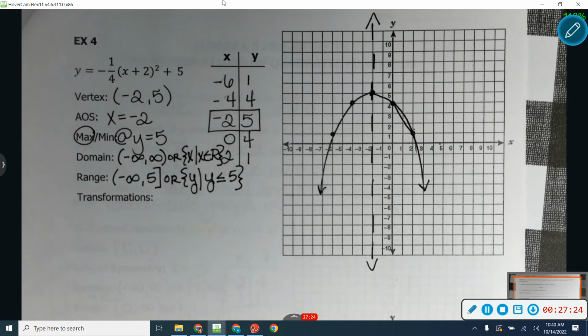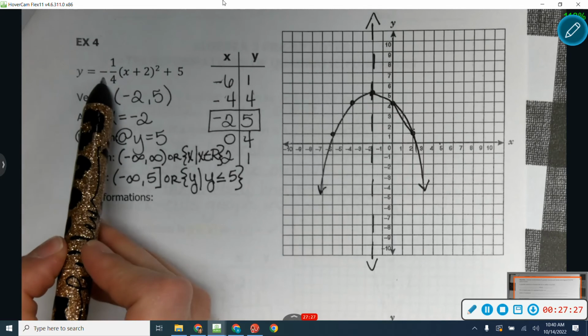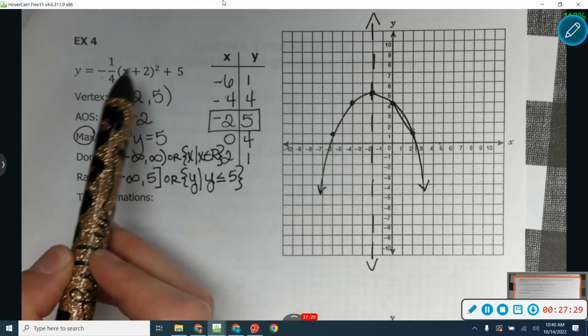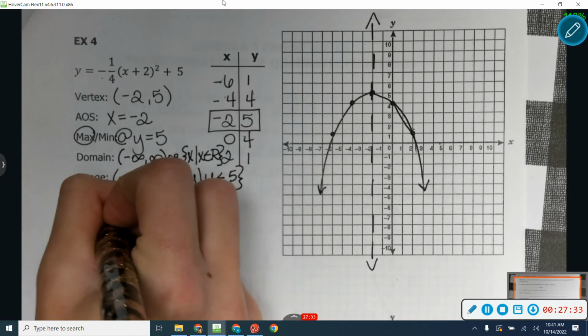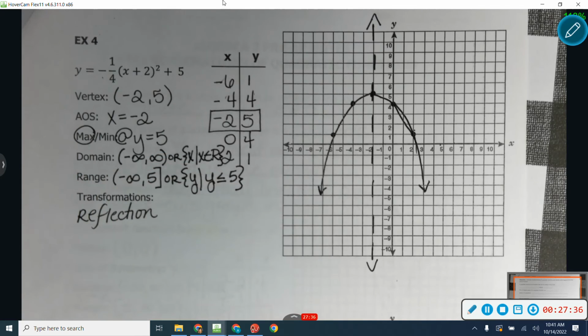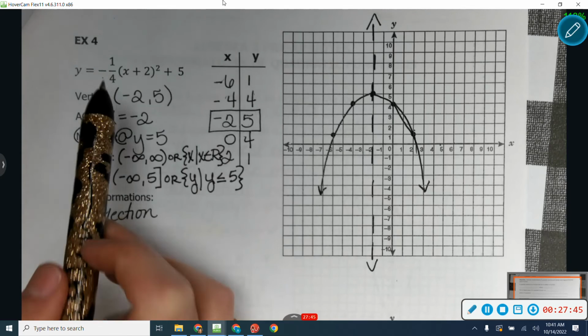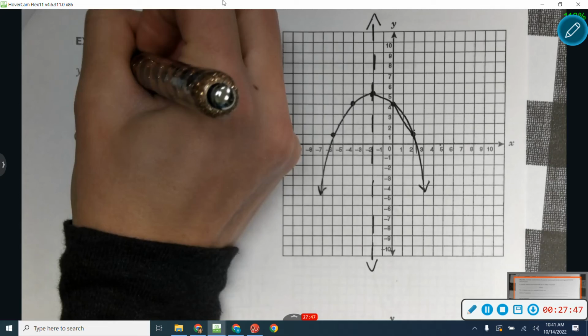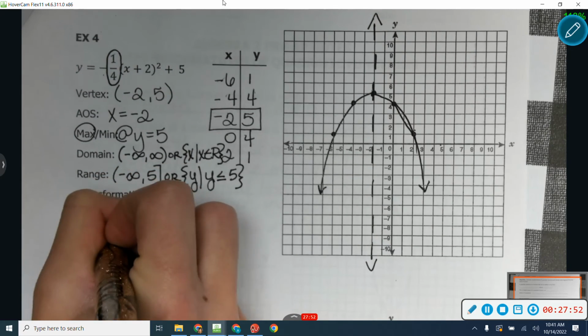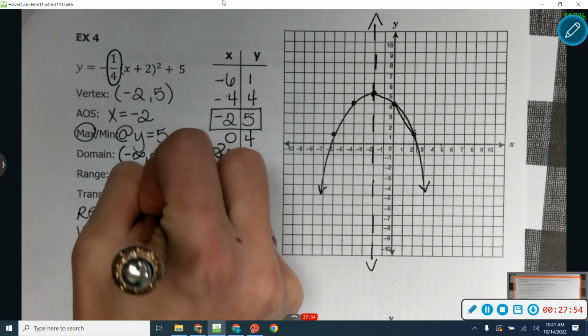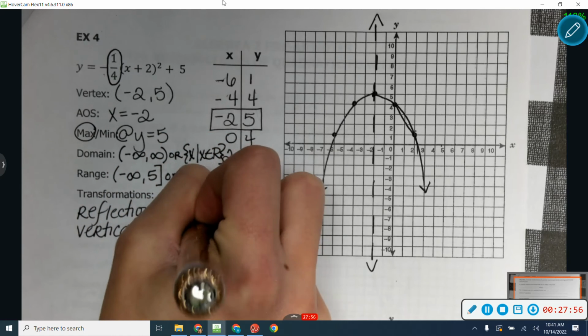Okay, now my transformations. I'm going to go to my equation left to right. What's this negative tell me? Y'all can just tell me reflection this time. I know that absolute value we did reflects over the x-axis. Just tell me reflection and I'll be happy. Okay. That 1/4 tells me it's a vertical shrink. Now my key has by a factor of.